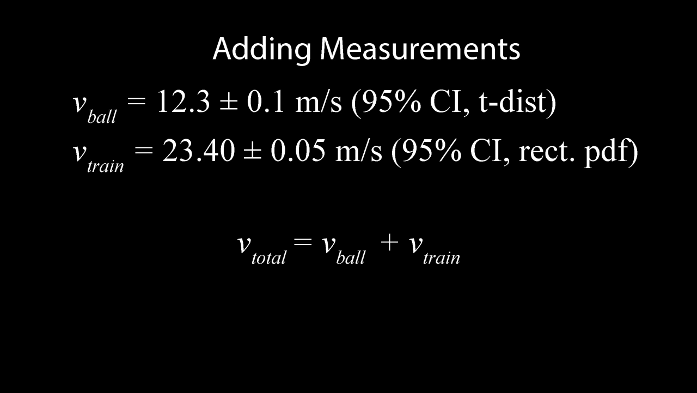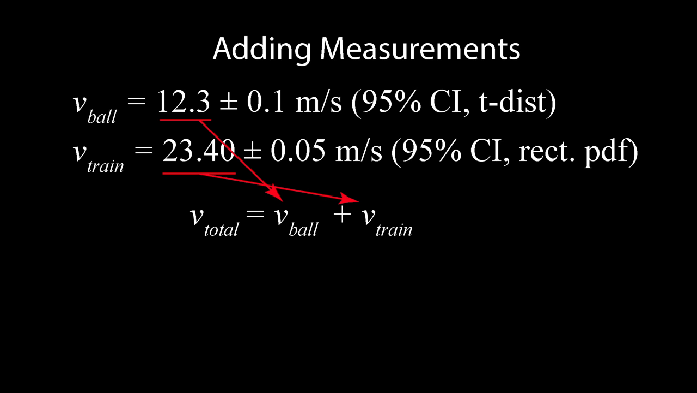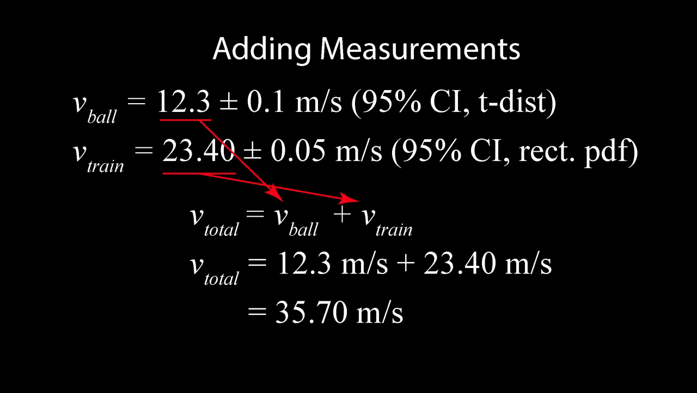Since they are both moving in the same direction, we want to find the combined speed of the ball and the train, or in other words, the speed of the ball that a stationary observer would measure. The first step is to calculate the combined speed. The total speed is the sum of the ball speed and the train speed. We add the measurements and find it's 35.70 meters per second.